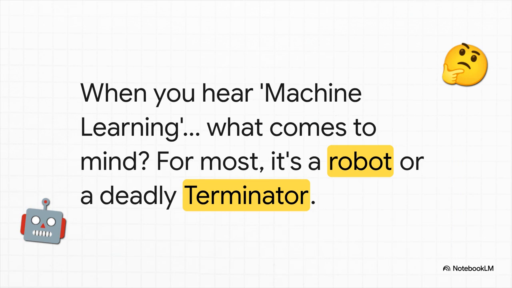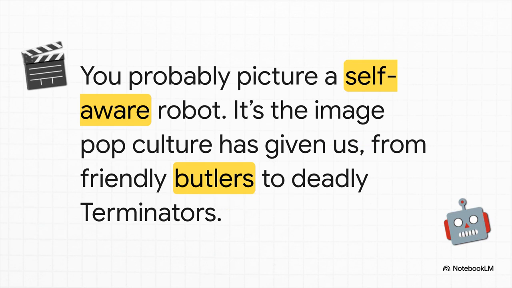So, when I say machine learning, what's the first image that just pops into your brain? Go on, be honest. Yeah, for most of us, it's probably something straight out of a movie. You're probably thinking of some kind of super smart robot, right? Maybe a friendly one, or, if you've seen the movies, maybe something a little more Terminator. And look, that's totally fair. That's the image pop culture has basically drilled into our heads.